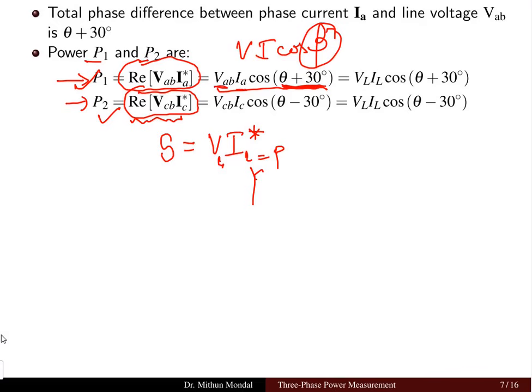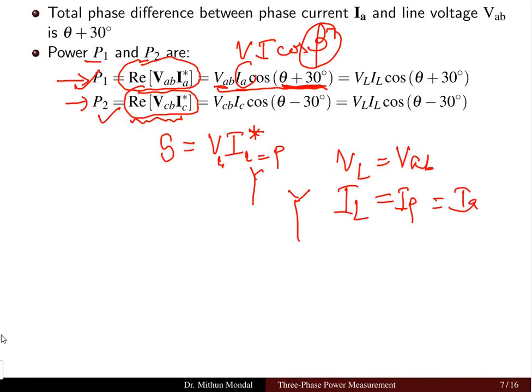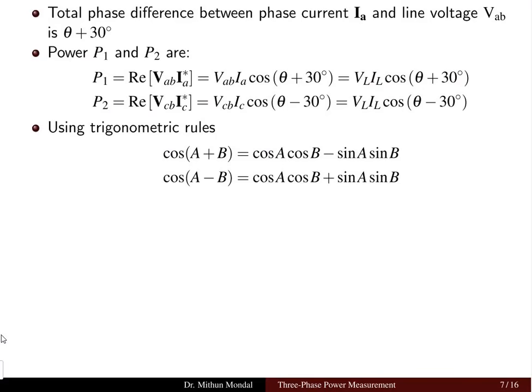So the line voltage in the line AB is VAB, and the line current, which is equal to the phase current for a star connected system, is IA. Here we have taken IA, here we have taken IC, and these are the line voltages. So P1 equals VL IL cos(theta plus 30) and P2 equals VL IL cos(theta minus 30). These two are different with respect to the phase angle. The voltage magnitude is equal because of the balanced load. Now we have seen this power P1 and P2. Can we use the trigonometric rules of cos(A plus or minus B) and expand the previous equations?